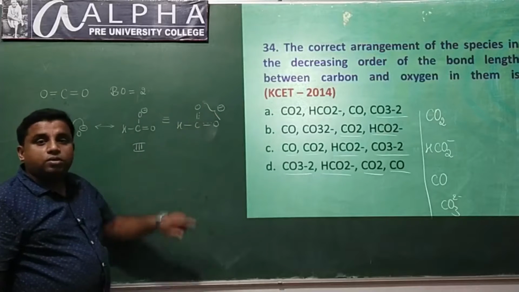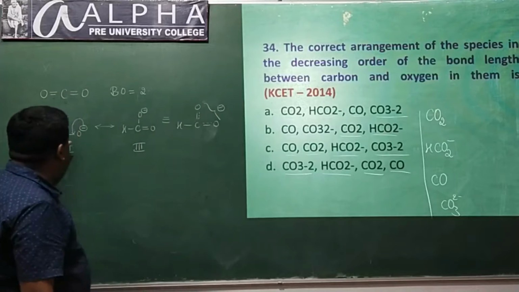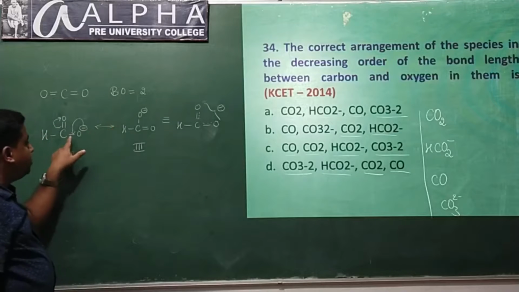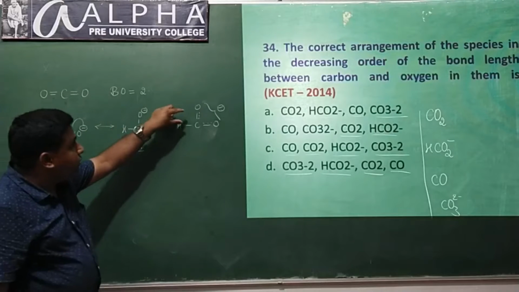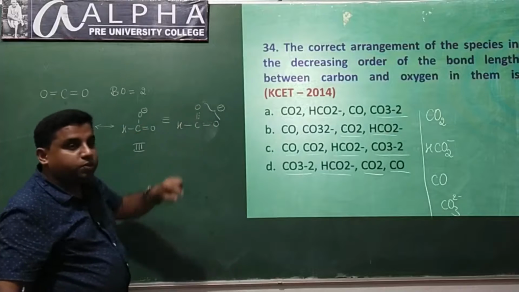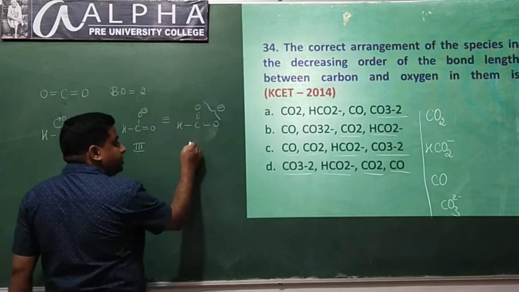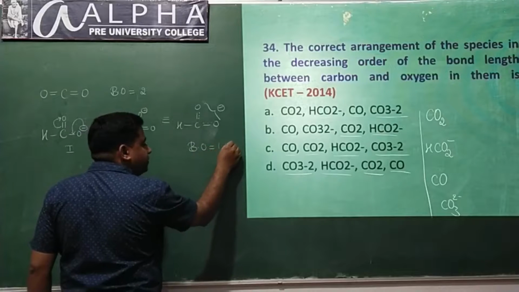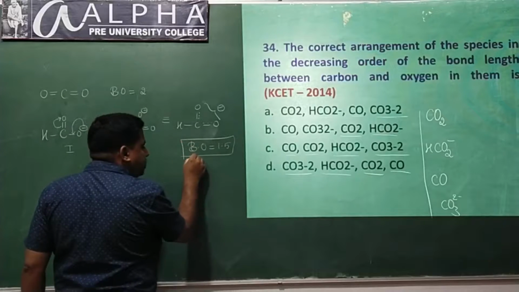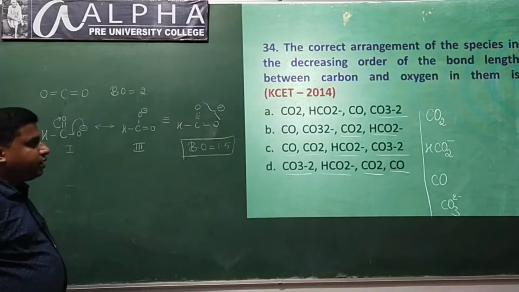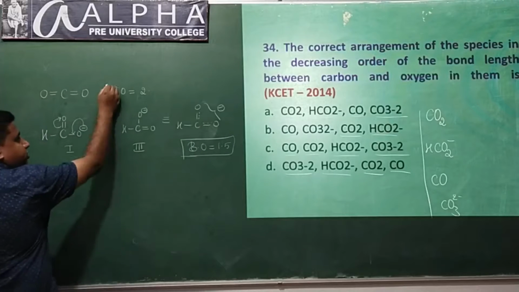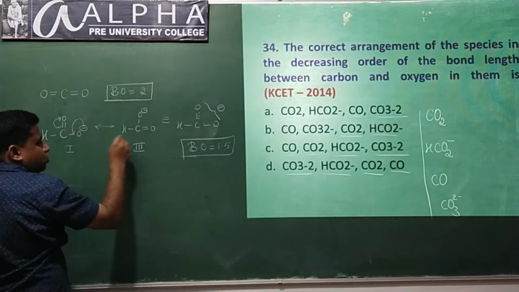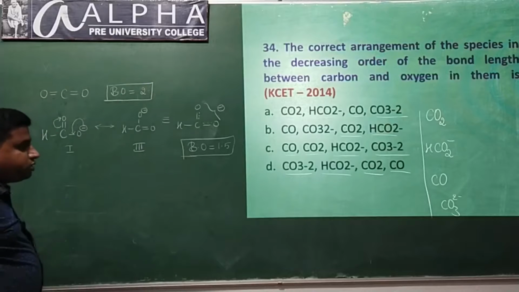So now what is the bond order? They do not have a complete double bond or single bond. That means this bond is a partial double bond, and so is this one. Since it is a partial double bond, the bond order is 1.5. Clear? So for this species the bond order is 2, and for this species the bond order is 1.5.